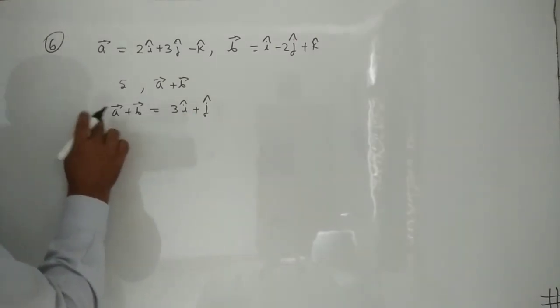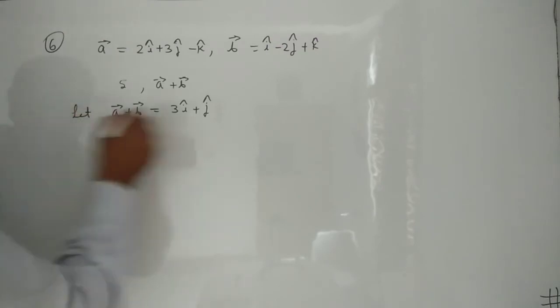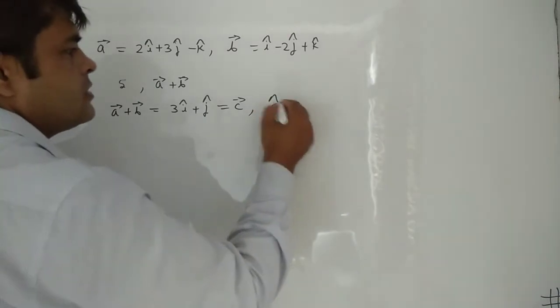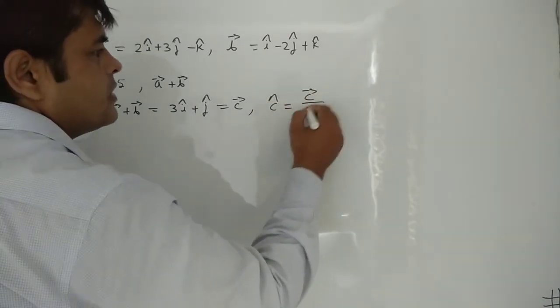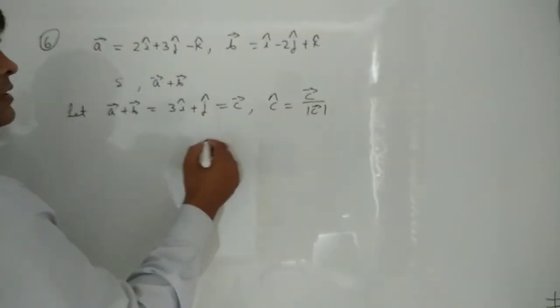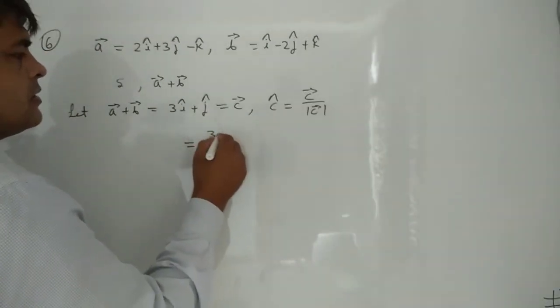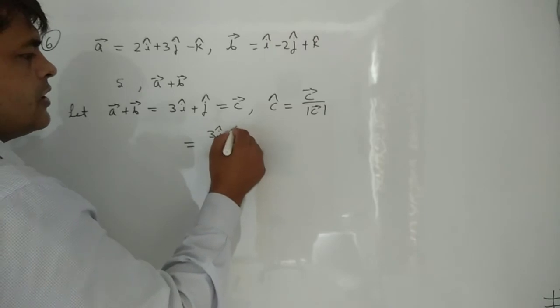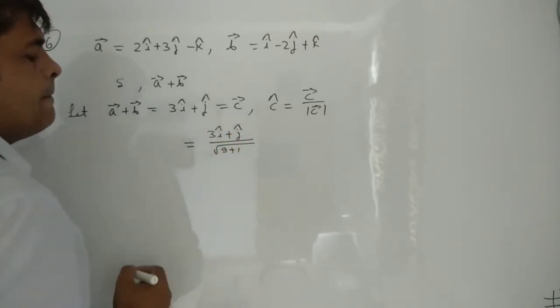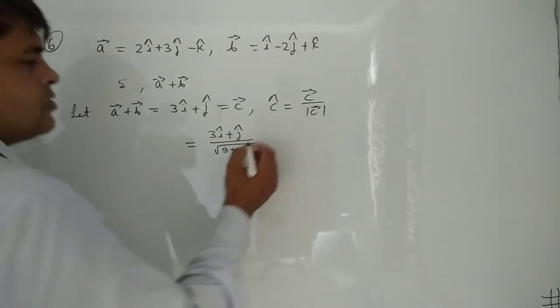So let us consider this as vector C. So the unit vector C cap can be written as vector C divided by the magnitude of C, and that will be given as 3 i cap plus j cap divided by square root of 9 plus 1, that is root 10.